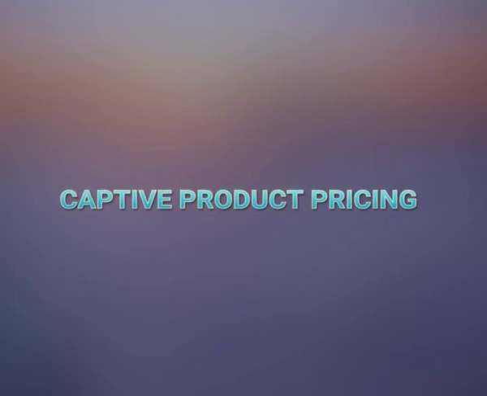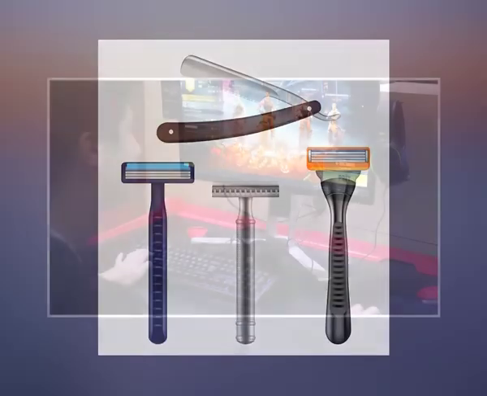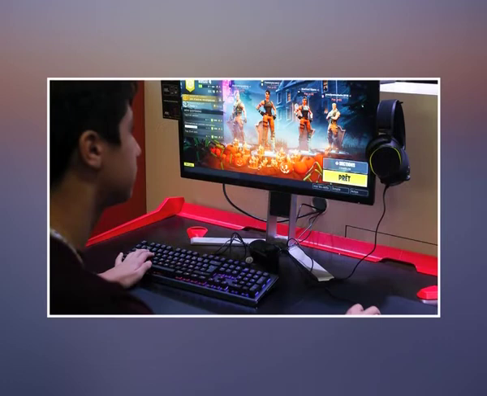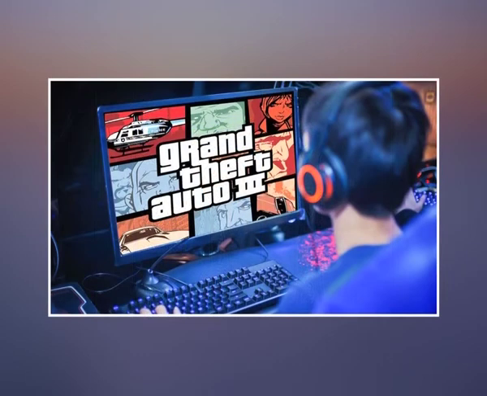Captive product pricing. Some companies manufacture certain products that must be used along with a primary product. This is known as captive product pricing. Razor blades are a good example of captive products. Computer software and video games are other examples. Manufacturers of the primary product, like the razor handles, computers and video game consoles, often set low prices for their primary product and set a high markup on the supplies.